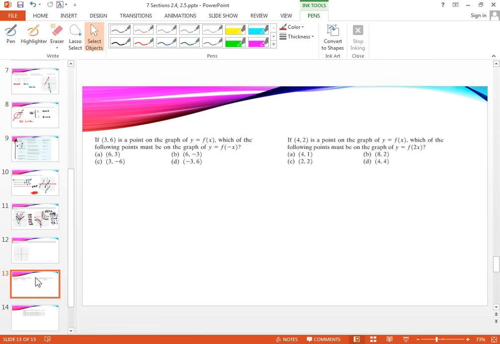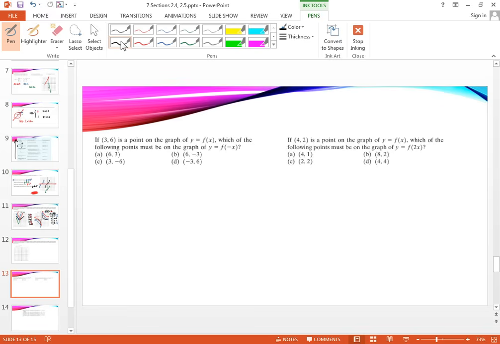Suppose I tell you that (3, 6) is a point on the graph of y equals f of x. Okay, so which of the following points must be on the graph of y equals f of negative x? Excellent little test question. Look, it's multiple choice. Easy test question. Right? Can you understand what it's asking?